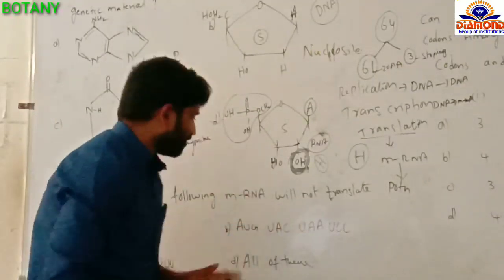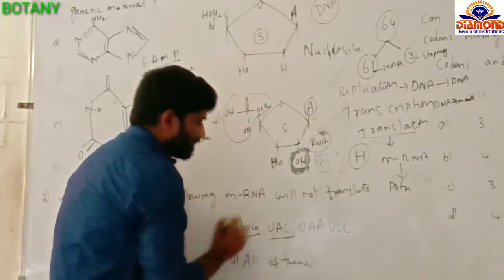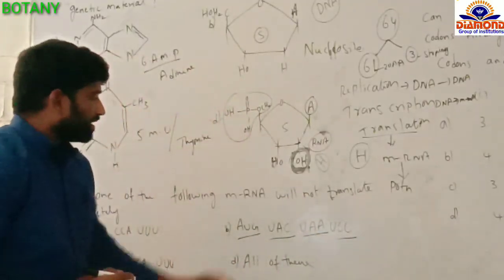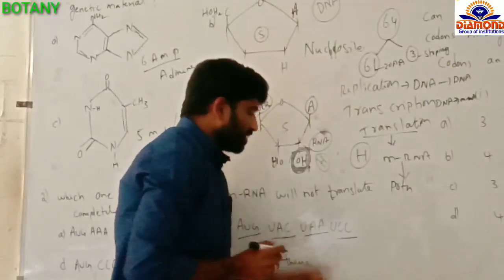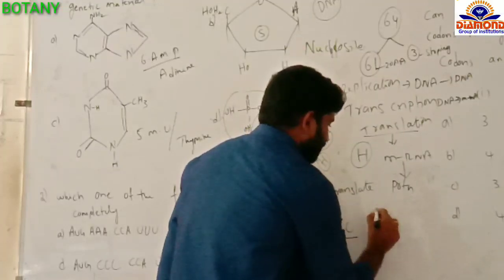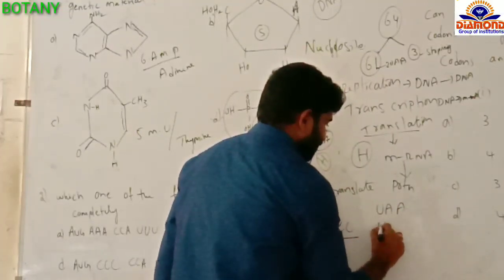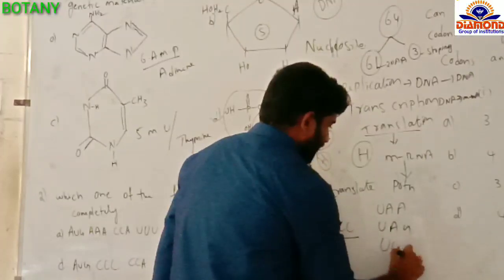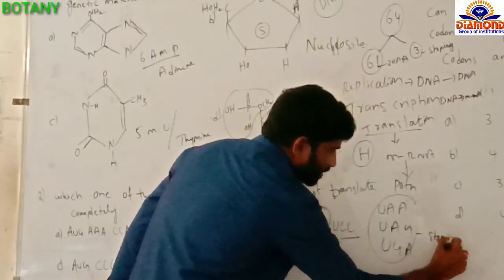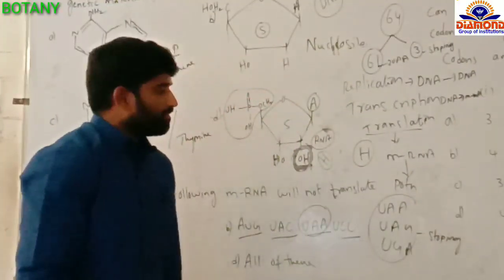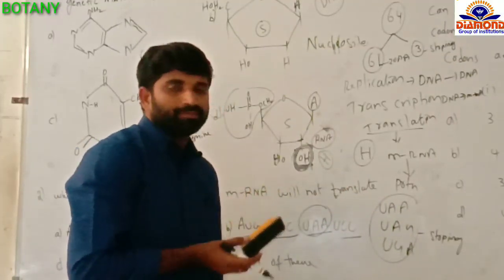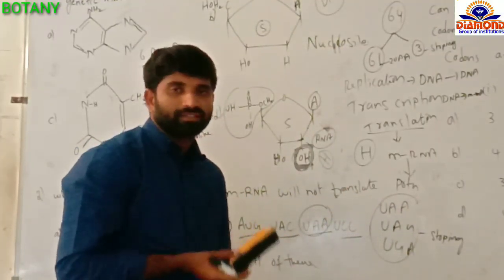But when we see option B: AUG, UAC, UAA and UCC. One of the codons will not code for an amino acid, that is UAA. The stopping codons are 3: UAA, UAG and UGA. These three are the stopping codons. Wherever the stopping codons are present, they stop the synthesis, transcription and translation also.